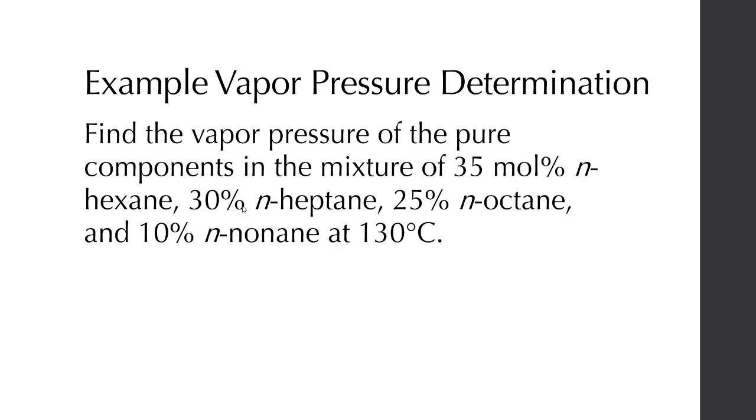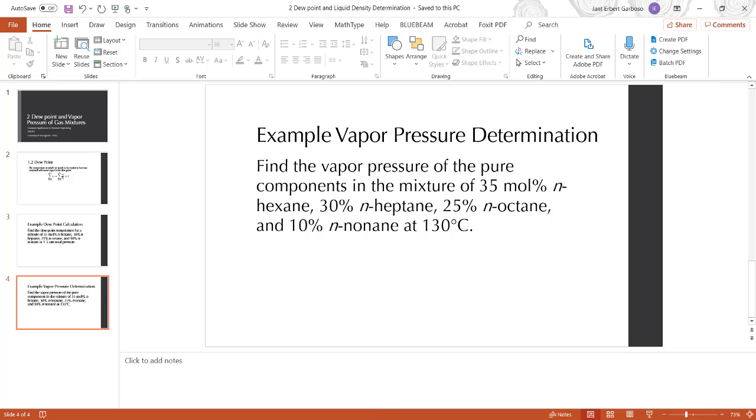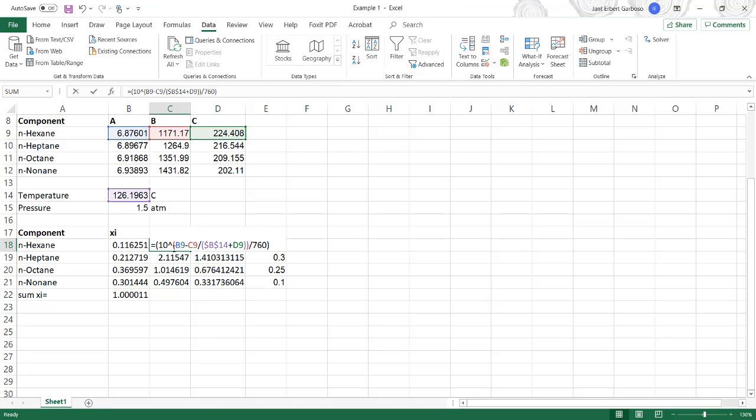Okay, so going back to the vapor pressure determination, we are asked to find the vapor pressure of the components. So we need to find the vapor pressure of N-hexane, N-heptane, N-octane, and N-nonane at 130 degrees Celsius. So we need to find the individual vapor pressure of these components. This is relatively easy since we already have established the Antoine equation in our Excel sheet. We just need to change the temperature to 130 here, and the corresponding changes will occur.